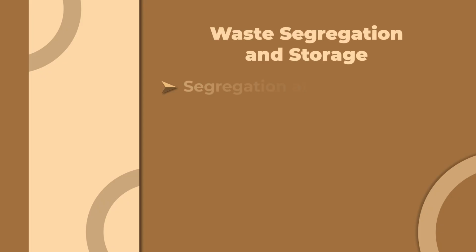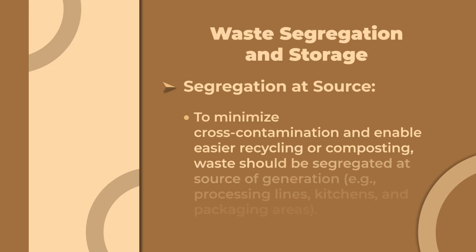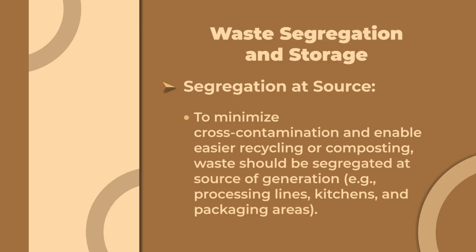Then once the wastes are generated, there is a need for waste segregation and storage. So, for segregation at source, what is to be done? For minimizing cross contamination and enabling easier recycling or composting, one needs to segregate the waste, whether it is solid waste, liquid waste, whether it is a recyclable waste, whether it can be reused or repurposed, whether it will have to be disposed of as landfill or incinerated.